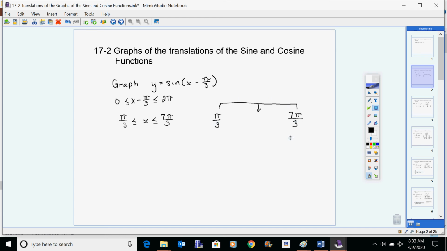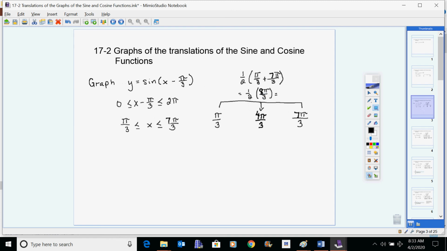Now, just like we did in the last lesson, you need to find the middle. We're not adding 0 this time. We're adding pi over 3 and 7 pi over 3. So when we do that, we add them and we multiply by a half because we're looking for the middle. What we find is 8 pi over 3 times a half is 4 pi over 3. That's your middle. Then you need to find the middles of these two so that you're finding your nice even increments.